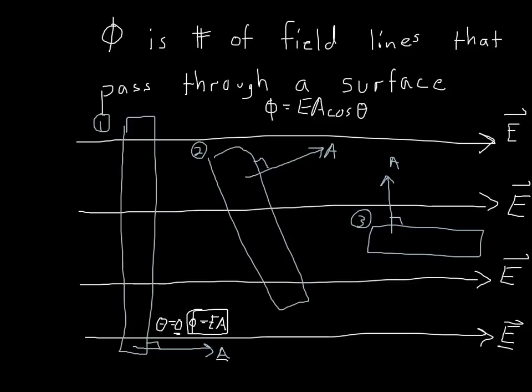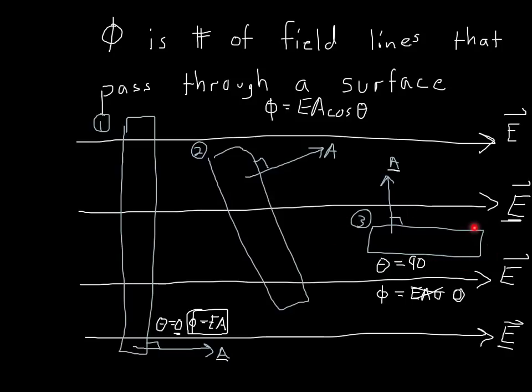And we can compare this to case number 3, the other extreme case. In this case, the angle A is perpendicular to my field E, so theta is equal to 90. And my phi, my electric flux, is equal to E times A times cosine of 90, which is 0. So the electric flux, in this case, is 0. And I can conceptually see that, where I have no field lines. There's no lines passing through this third surface.